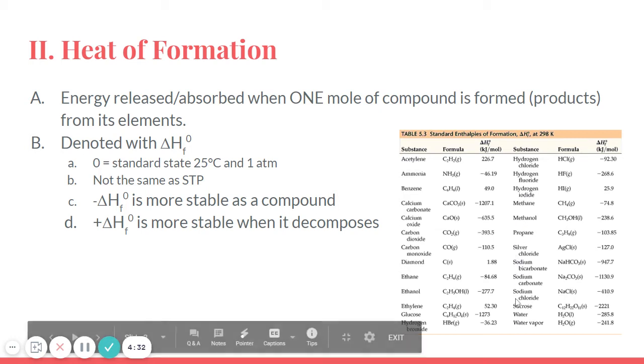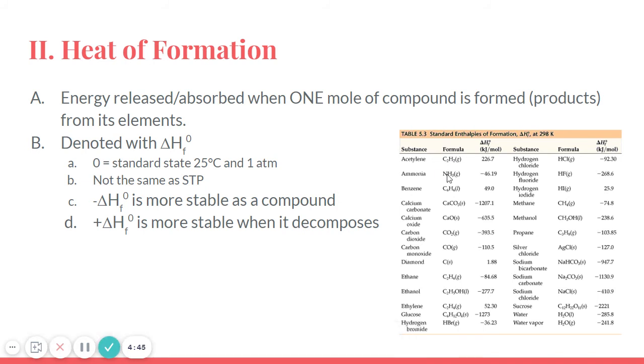So every compound on the entire planet, you see water here. You even see water versus water vapor. So based on their state of matter, their enthalpy will change a little. So these are the standard enthalpies. When we say standard, we mean 25 degrees Celsius and 1 atm. That's not the same thing as STP, but when we're talking about a standard state, we are talking about their state at 25 degrees Celsius and 1 atm.